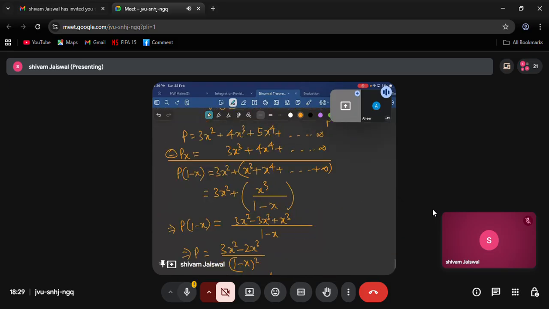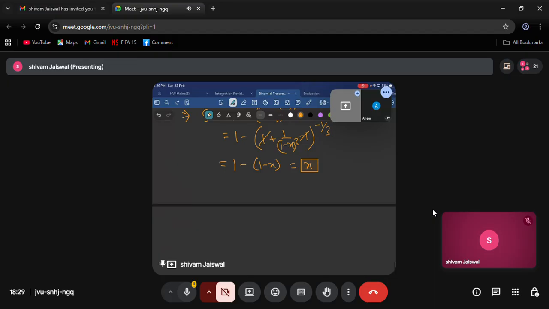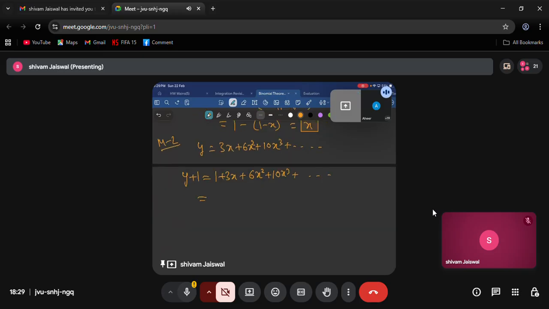So this is also another method. If this also clicks in your head, okay, another method, pay attention. To simplify y, instead of using AP, y is equal to 3x plus 6x square plus 10x cube plus and so on up to infinity. You add 1, you are going to get 1 plus 3x plus 6x square plus 10x cube plus and so on. Now the right hand side is nothing but (1 minus x) whole to the power minus 3. Just check. Minus x, yes. So this is also correct.